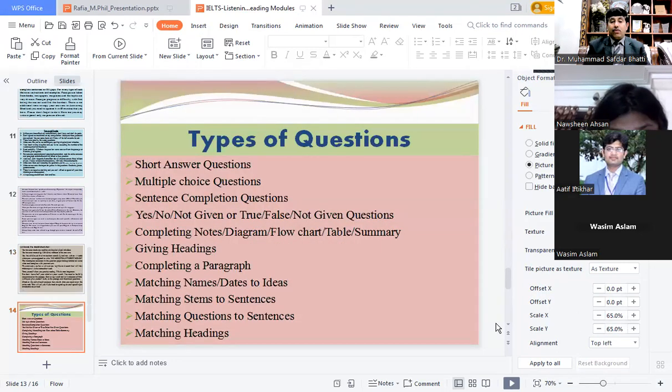What types of questions will there be? My dear, there will be short answer questions, multiple choice questions, sentence completion questions, yes, no, not given, or true, false, not given questions, completing notes, diagrams, flowchart, table, and summaries, giving headings, completing a paragraph, matching names, dates to ideas, matching stems to sentences, matching questions to sentences, and matching headings.